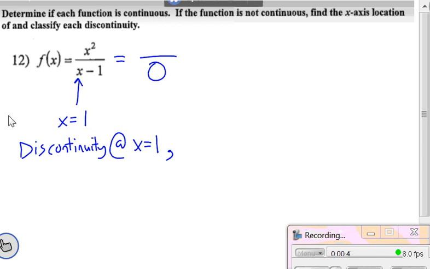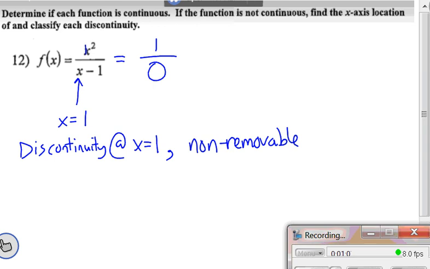Well, if you put 1 into the top, you get 1 squared is 1. Okay, well, that's not a hole. That's an asymptote. So that's a vertical asymptote, and that is a non-removable discontinuity because you can't easily fix an asymptote like that. The analogy is, if it's a hole, you can plug the hole really easily, but not on an asymptote.